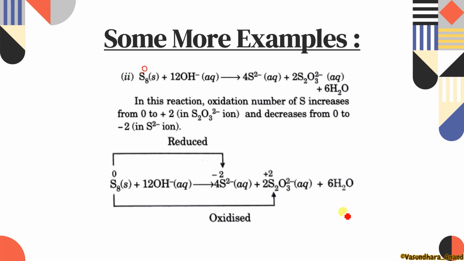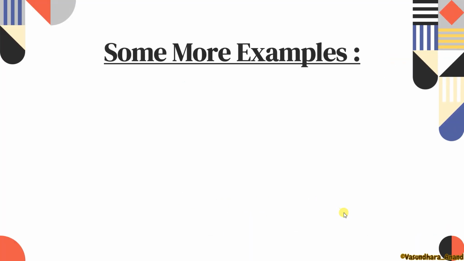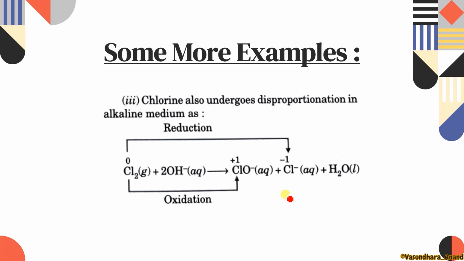Or in other words, we can say that the disproportionation reaction is an example of redox reaction in which the same element of the same compound undergoes oxidation as well as reduction. Yes. Few more examples like chlorine, and this is going to be a very important reaction for class 12th also.